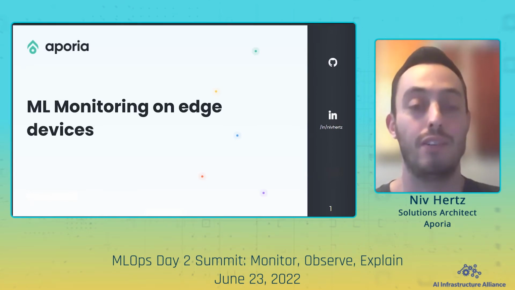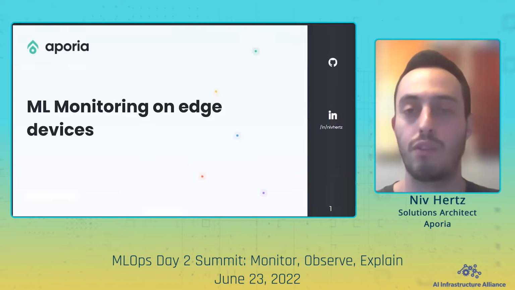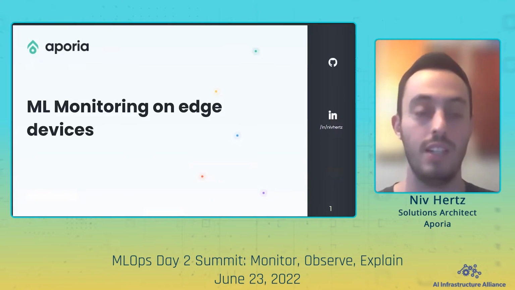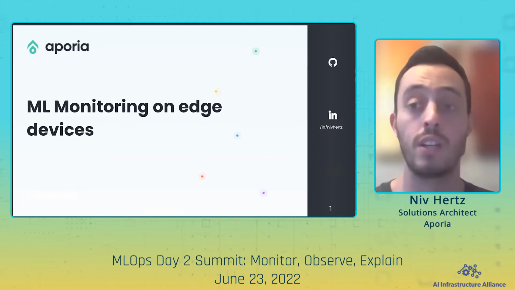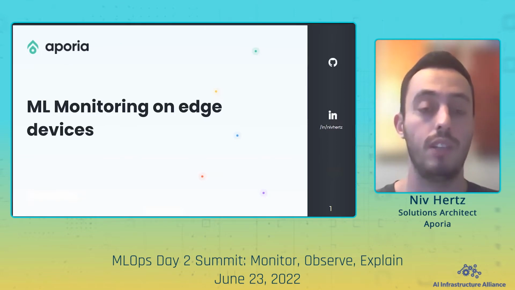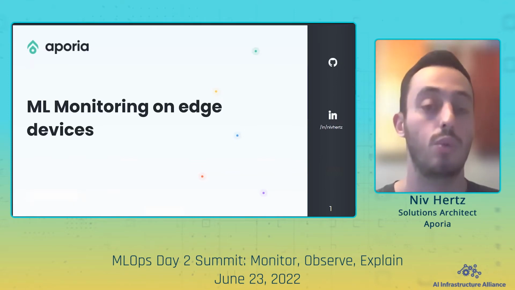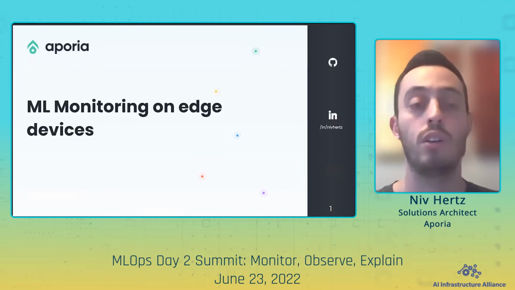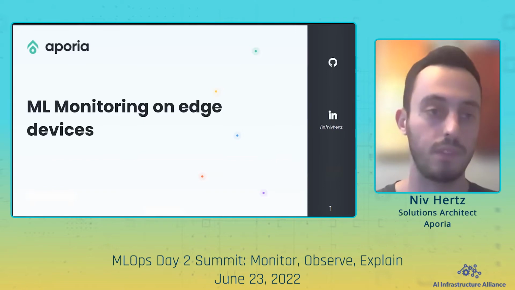My name is Niv. I'm a solutions architect at Aporia. Aporia is a fully customizable monitoring platform for your machine learning models in production. Before I joined Aporia, I came from a background of software engineering and cybersecurity, specifically on embedded or edge devices, which is exactly what we're going to talk about today. So we'll talk about monitoring machine learning models specifically on edge devices.